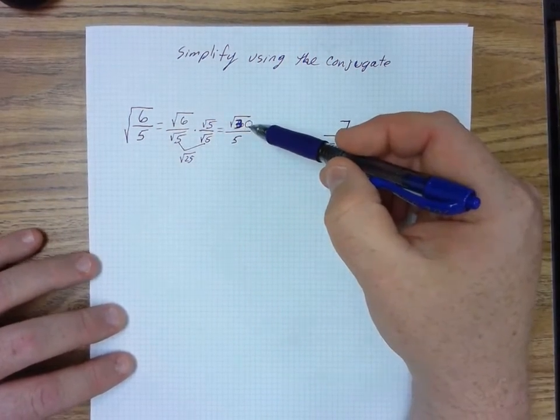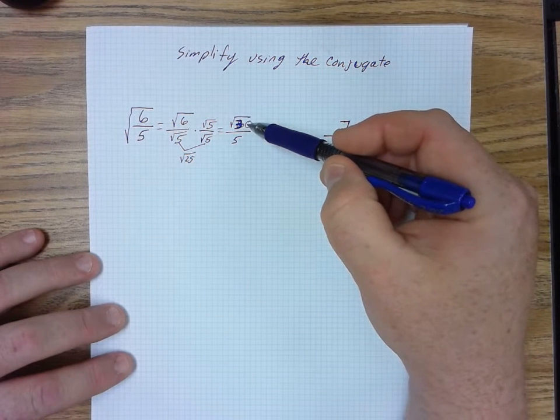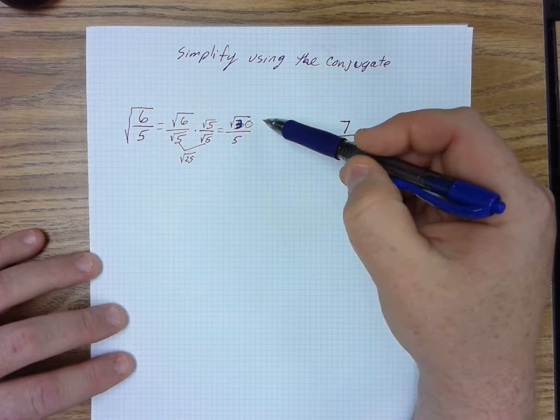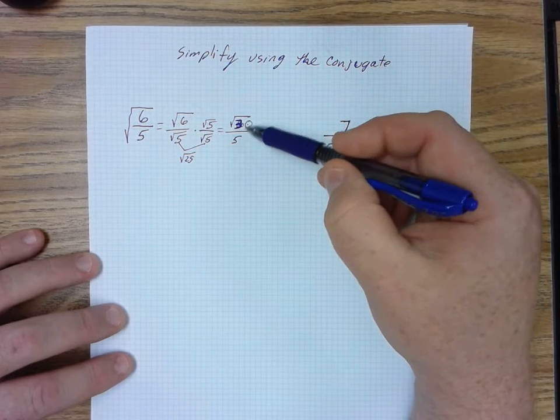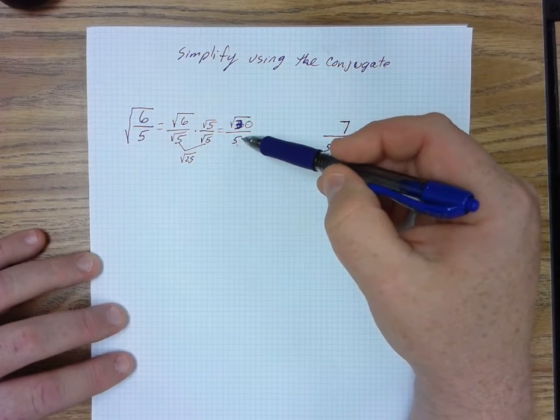We cannot reduce the 30 and the 5. Some people will try to do that. Because this isn't really 30, it's the square root of 30, which is somewhere between 5 and 6, so it's 5 point something. So we can't simplify an irrational and a rational component. So this is the fully simplified form.